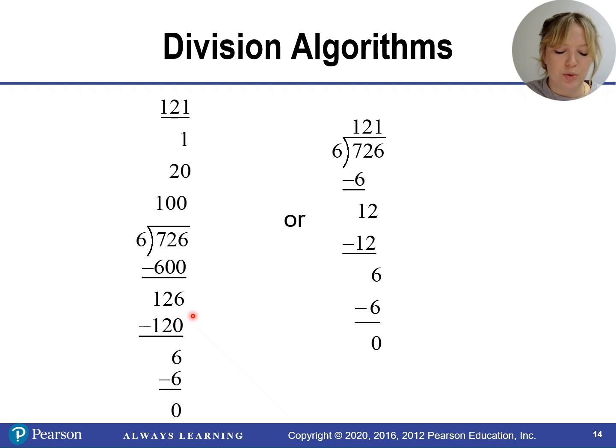I'm left with 126, and then I think about, all right, how many times can I subtract 6 from 126? And I know 120 is a multiple of 6, so I can subtract 120, which is 20 sixes. And then lastly, how many times can I subtract 6 from 6? It's just 1. So I'm left with 100 sixes, 20 sixes, 1 6, 121.